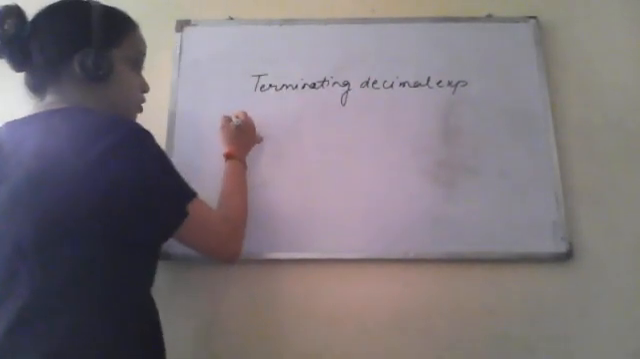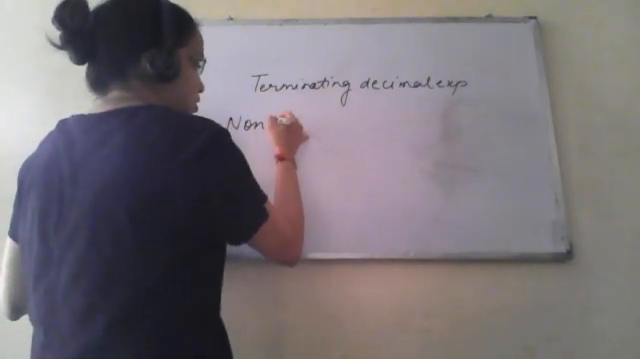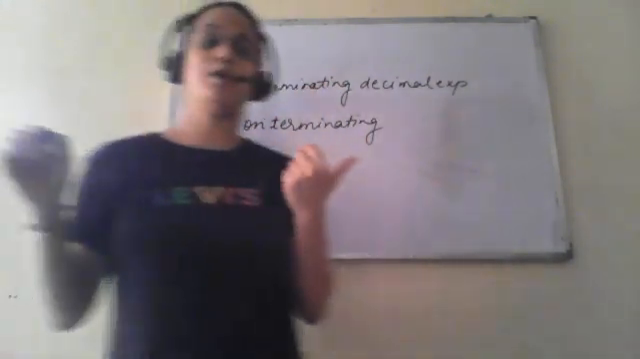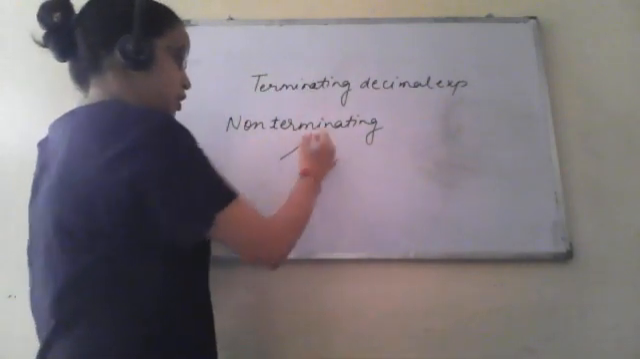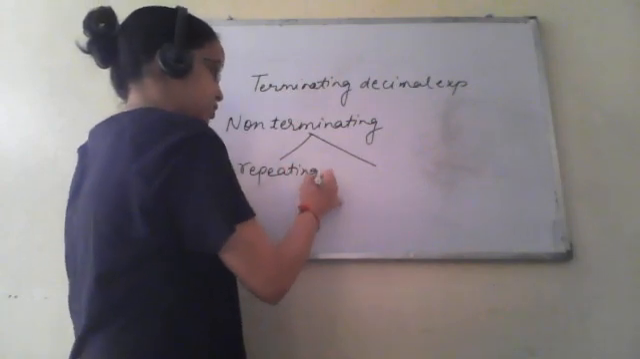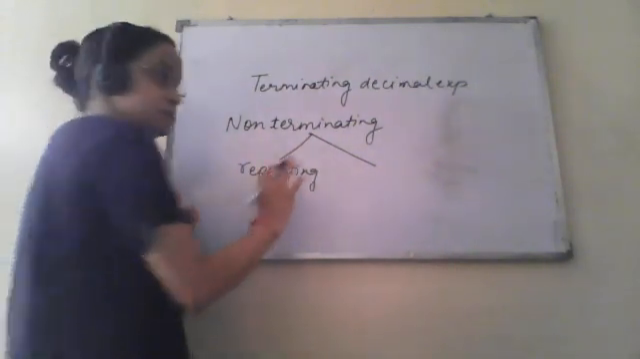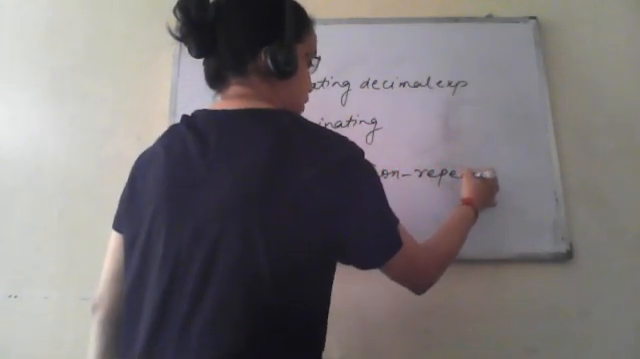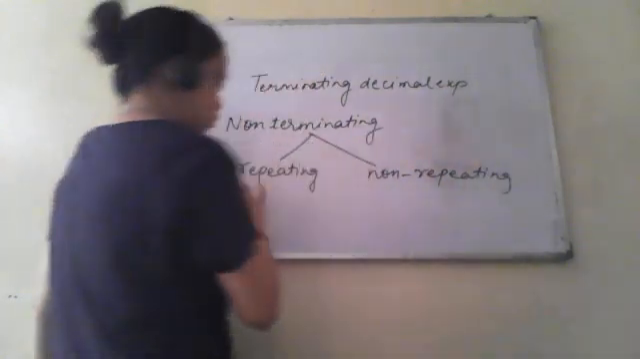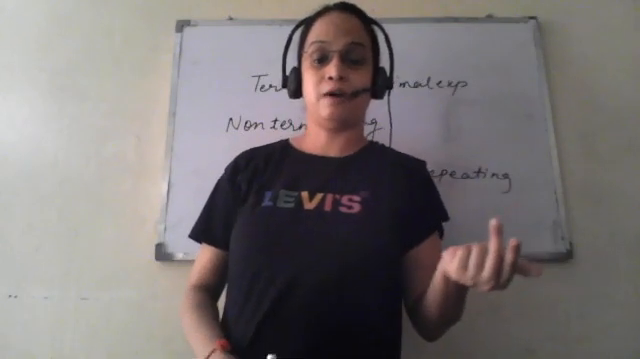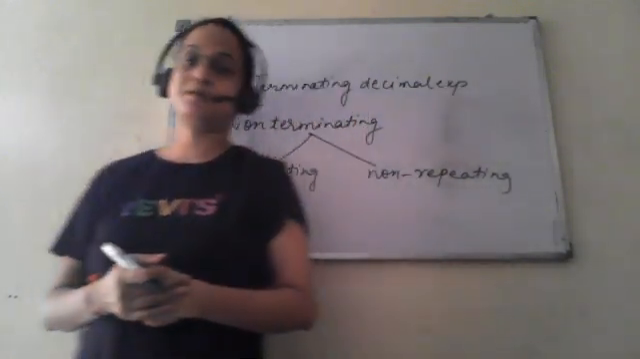In case of non-terminating, there were two cases. One was non-terminating repeating decimal expression, and the other was non-terminating non-repeating. Okay, so in repeating, what happened? A digit or block of digits after a fixed or finite number of steps was repeating.